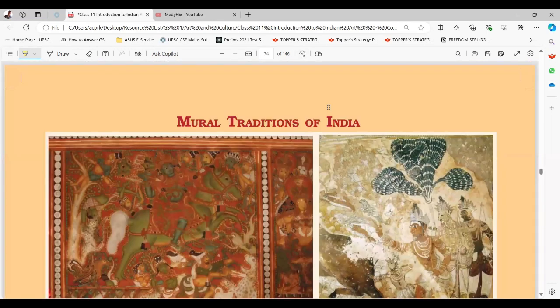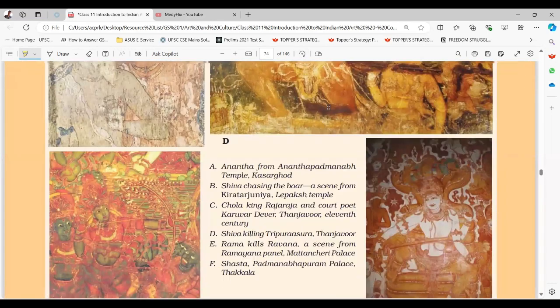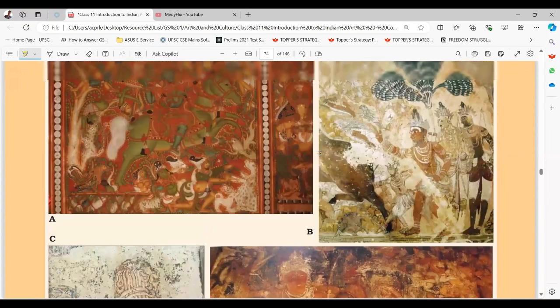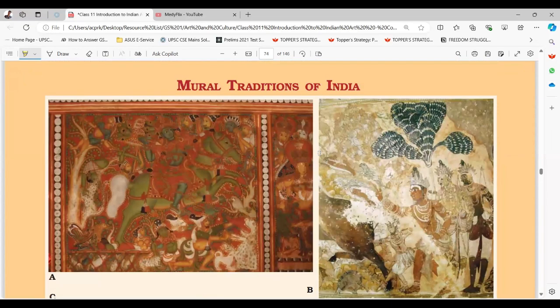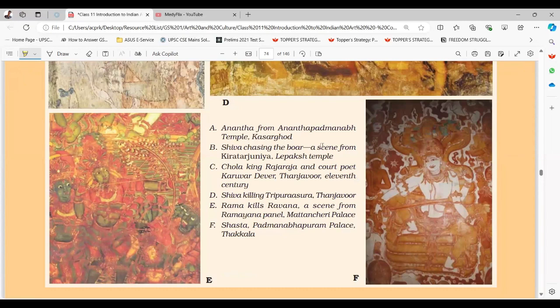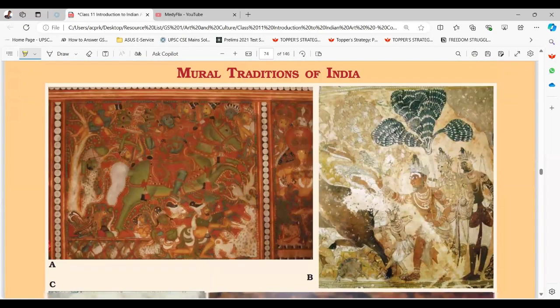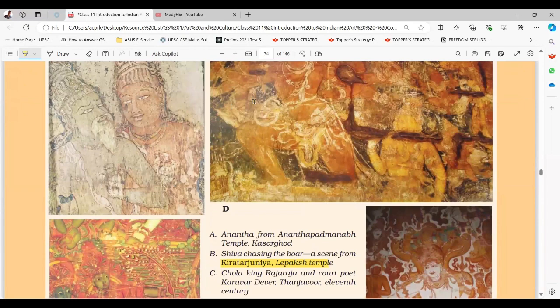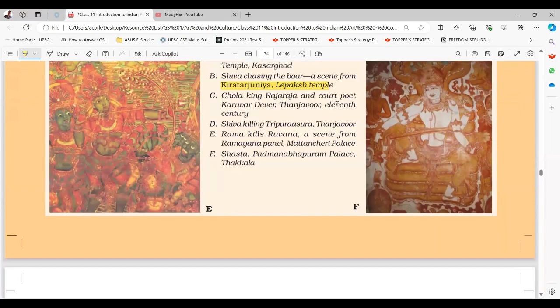Mural traditions of India. Figure A shows Ananta from the Ananta Padmanabha temple, Kasargod. B. Shiva chasing the boar, a scene from Kiratarjuniya, Lepakshi temple. C. Chola king Rajaraja and court poet Karuvur Devar, Tanjavur, 11th century.